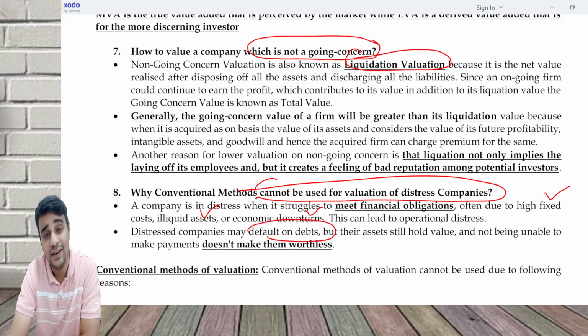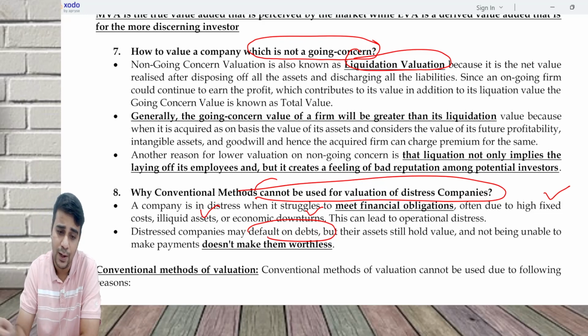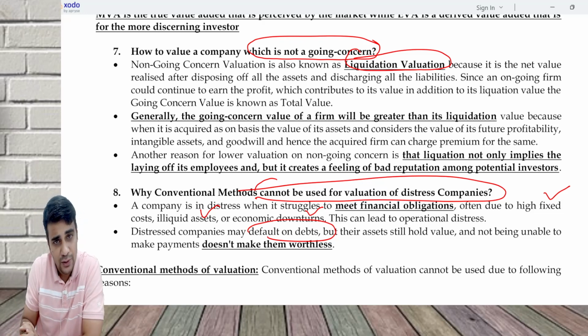Now, for such entities, if I am doing valuation, the conventional methods are going to fail. What are the conventional methods? The 4 methods which I said: the cash flow based method, the asset based method, the earnings based method, and also your related company valuation. So some of these methods would be used for valuation, but most of these are going to fail.